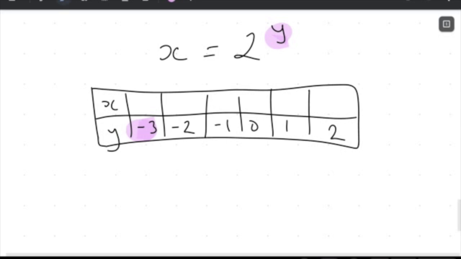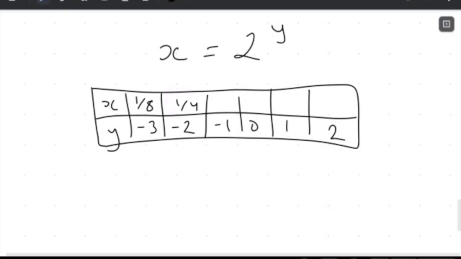First, x equals 2 to the power of negative 3, that's going to be the same as 1 over 8. If I substitute in negative 2 into this y, I'm going to get 1 over 4.